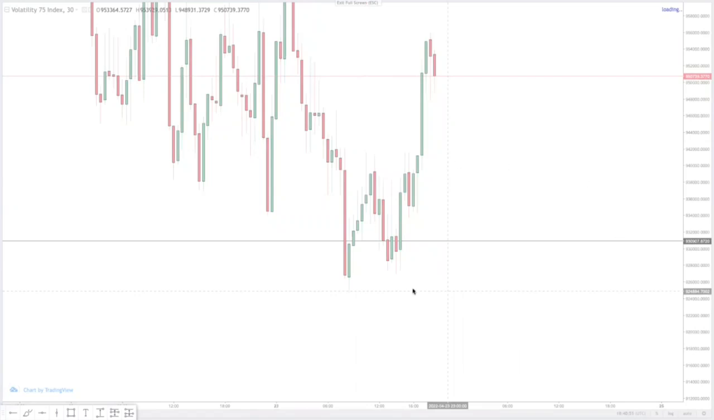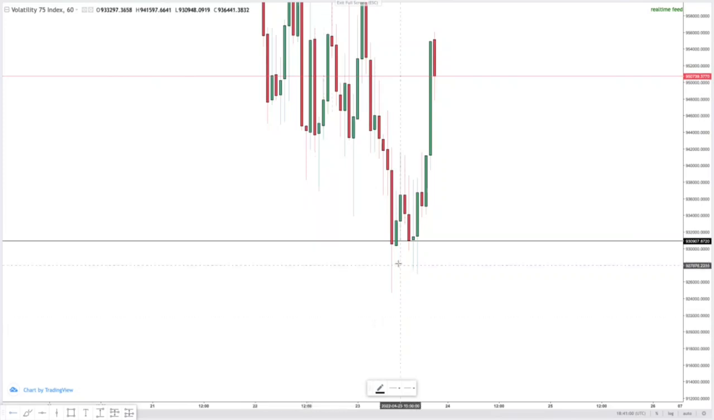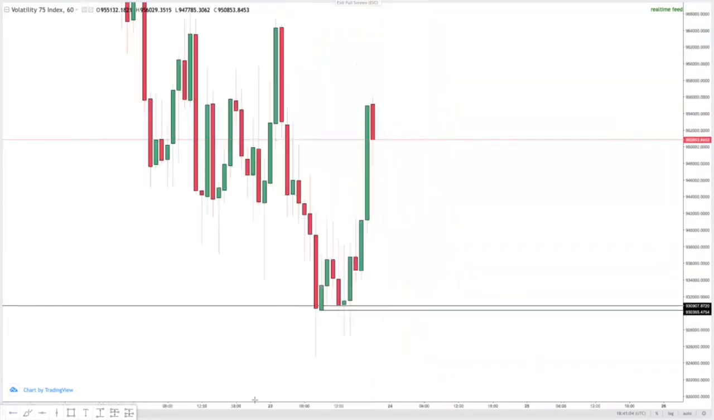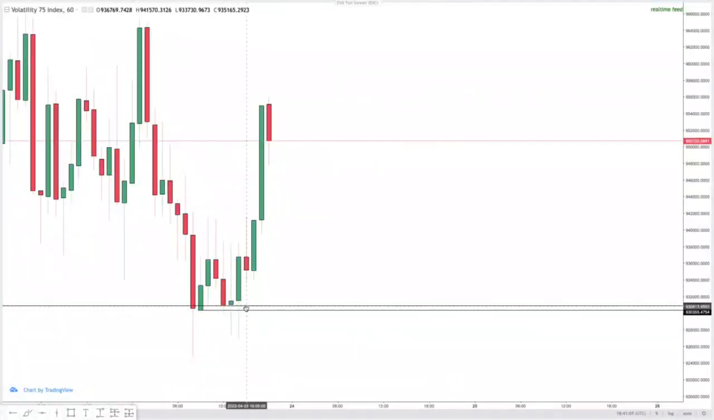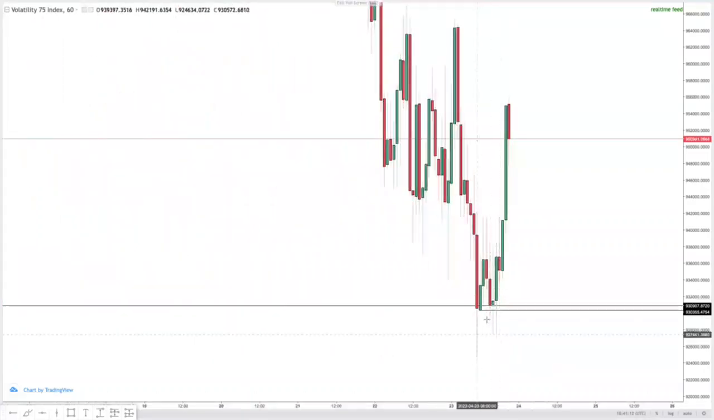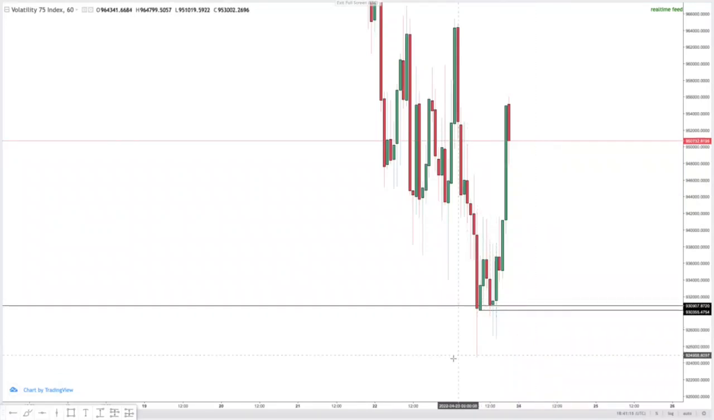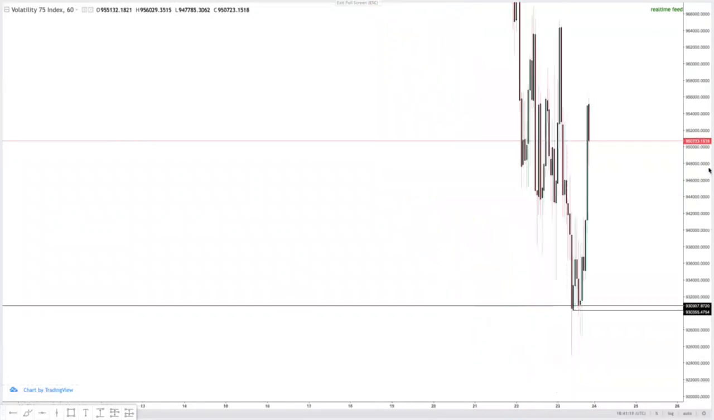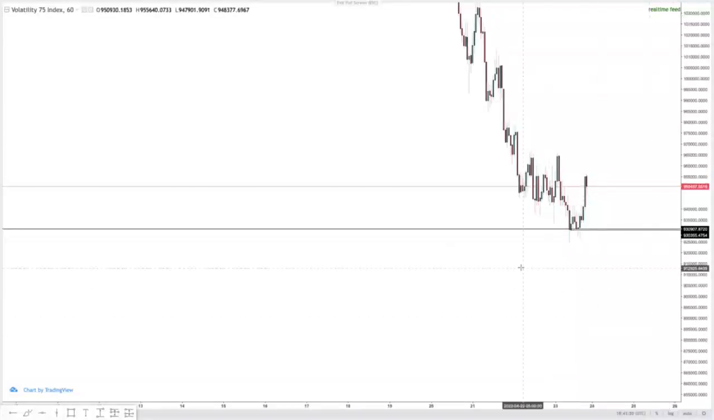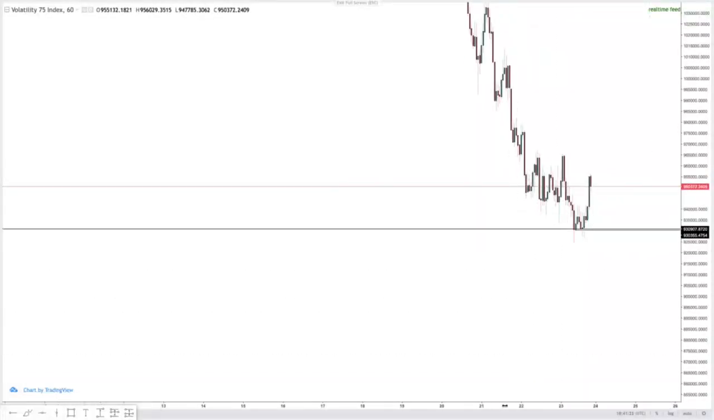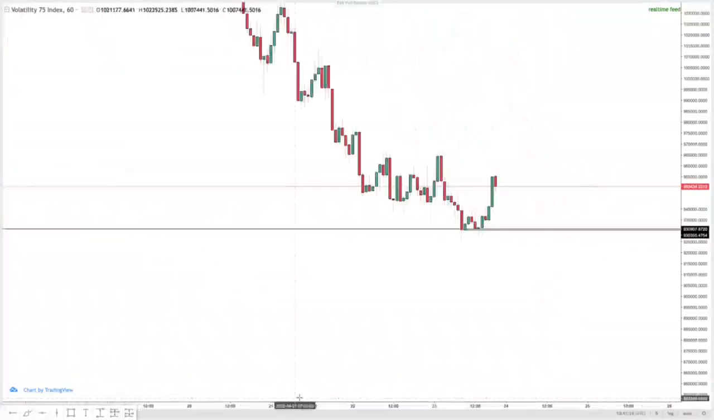Yeah, so price came to respect this structure retest right here. That's when price started creating some highs on the upside right here. So I'm expecting this entry to be a long-term entry.